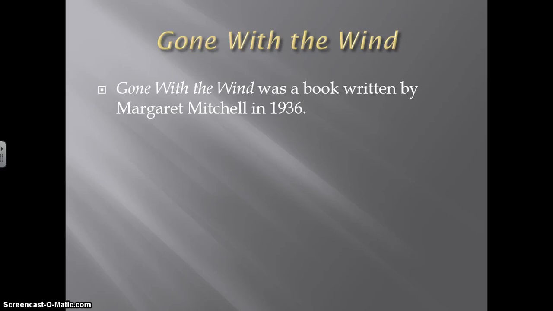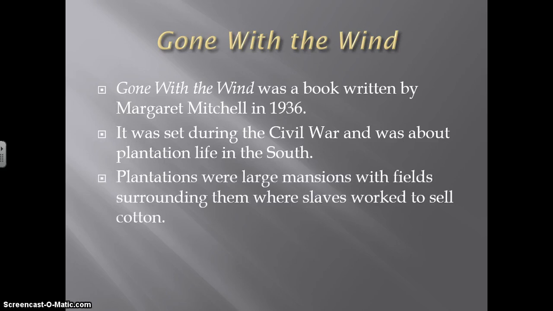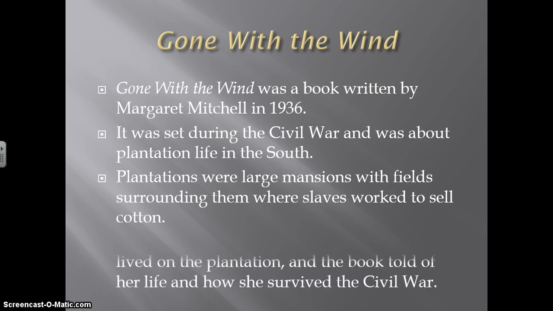Gone with the Wind was a book originally written by Margaret Mitchell way back during the Depression. 1936 is when it was published. So this book is set during the Civil War and was about plantation life in the South. So what were plantations? Let's kind of talk about that. Plantations were large mansions with fields surrounding them where slaves worked to sell cotton.